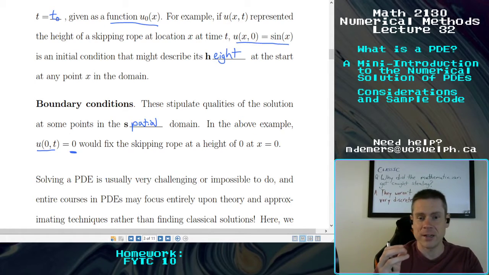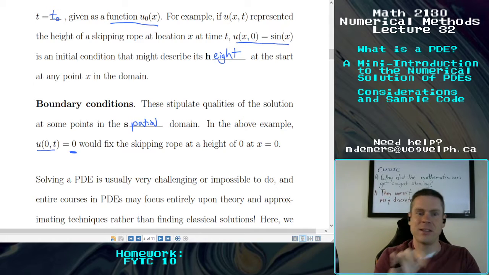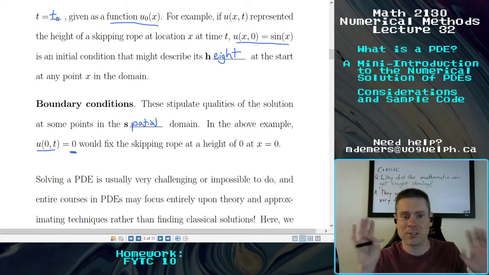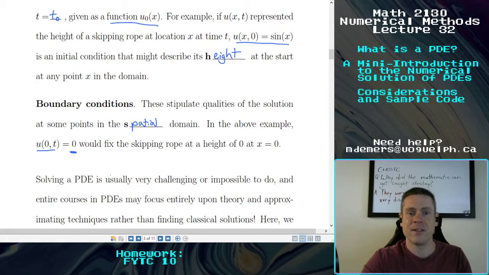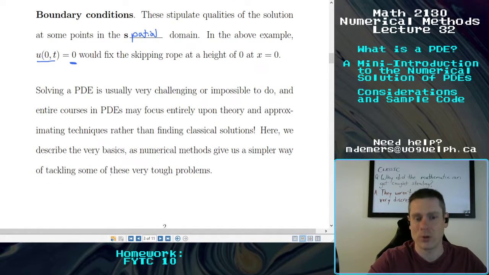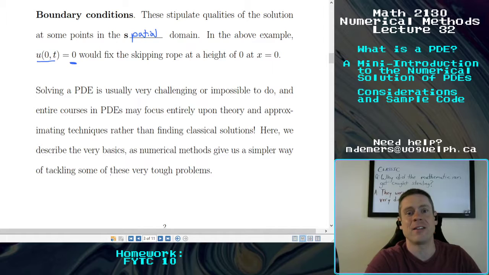We have these boundary conditions that could stipulate different kinds of conditions. It could be a height, it could be a derivative, it could be all sorts of things at the spatial endpoints, possibly. And then we have to solve the PDE. And there are entire courses in this, right? There are entire courses in this.